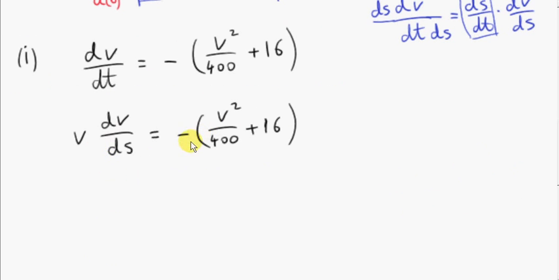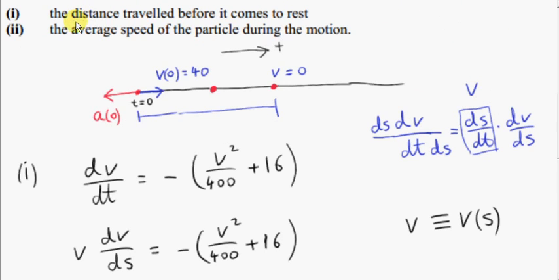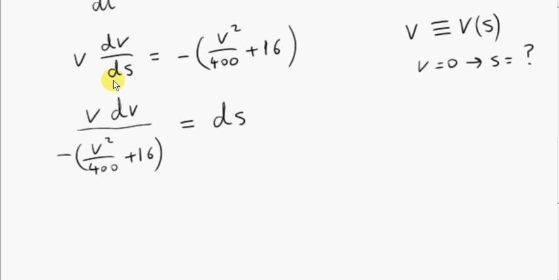Now we can separate the variables and try to get v not as a function of time, but as a function of s, distance. Because we're after distance here, we will be setting v equal to 0, and solving to get s, the distance travelled when v is 0, when the particle comes to rest. So we bring all the v's to one side: divide both sides by the right hand side, minus v squared over 400 plus 16, and multiply both sides by ds to get rid of the ds on the left. Now the v's are on the left and s's are on the right.